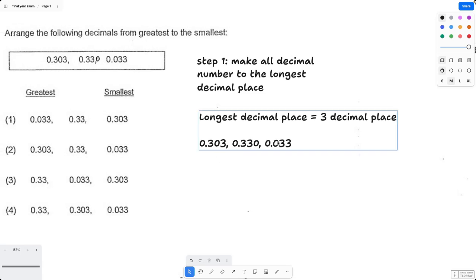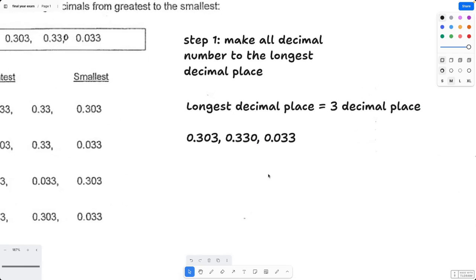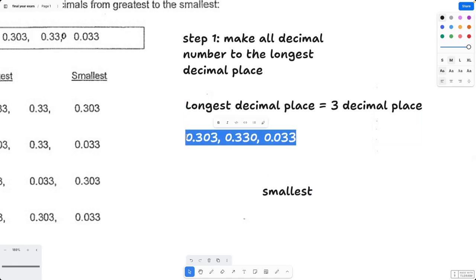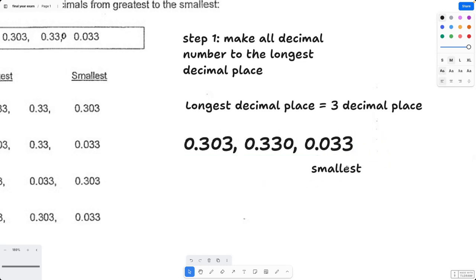0.303, 0.330, 0.033. So we know the smallest is here. Okay, so I'm going to write here smallest. This is the smallest. Okay, I'm going to make this very, very big. Okay, like this. So the smallest is here. And then which one is the largest? The largest is here, right? Largest over here. Okay, so then this will be the middle.